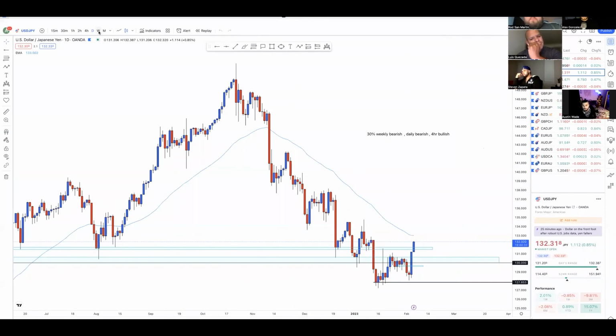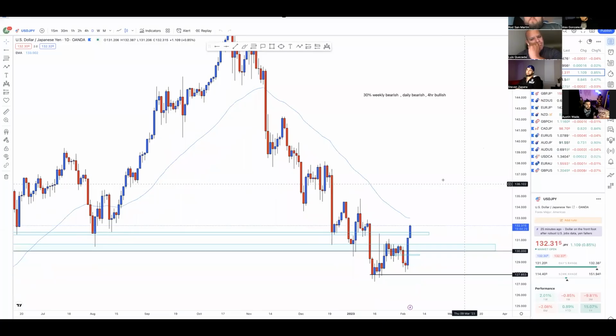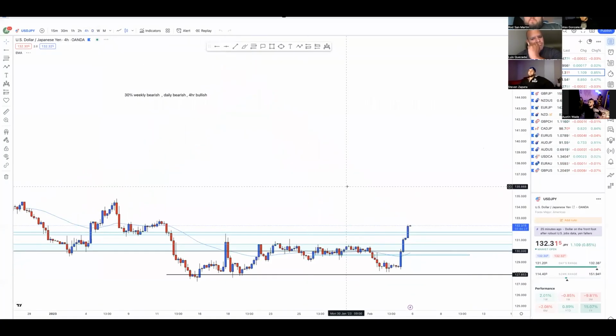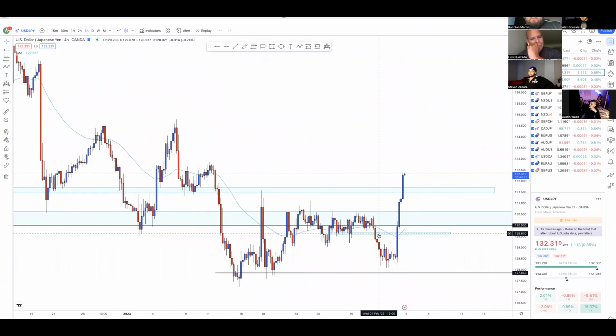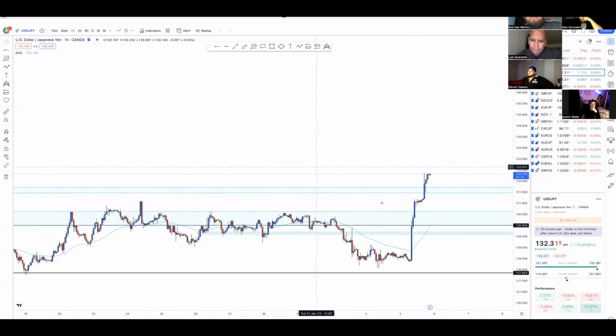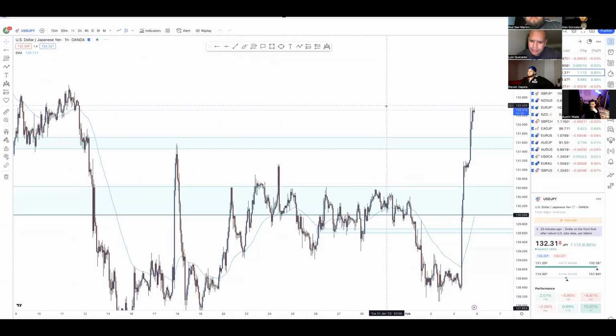USD JPY, we're looking for shorts. Waiting for the break of structure after this point. So we were waiting for the break and retest of this level right here. I see we had it. Why didn't I take it? I didn't even think I was paying attention to this one.